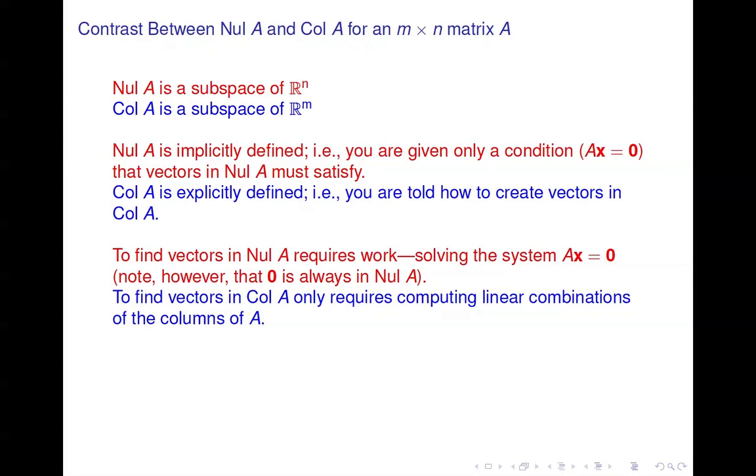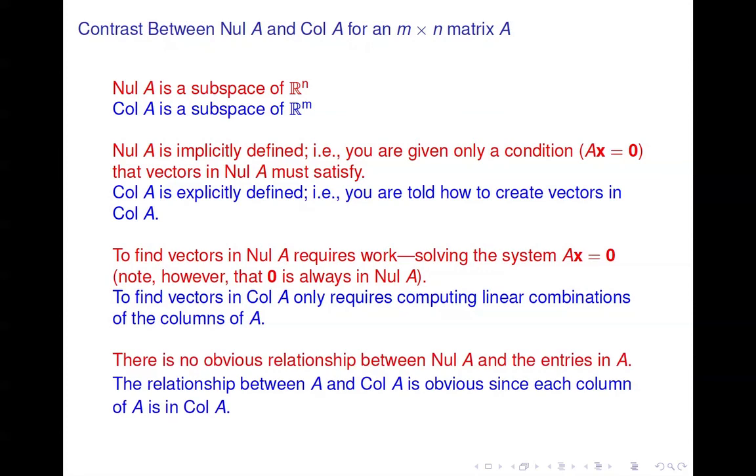To find vectors in the null space requires work. You have to solve the system AX equals 0. Note, however, that the 0 vector is always in the null space of A, because A times the 0 vector gives you the 0 vector. To find vectors in the column space of A, you just compute linear combinations of the columns, so it's a direct process. There's no obvious relationship between null A and the entries in A. On the other hand, the relationship between A and the column space of A is obvious since each column is in the column space.